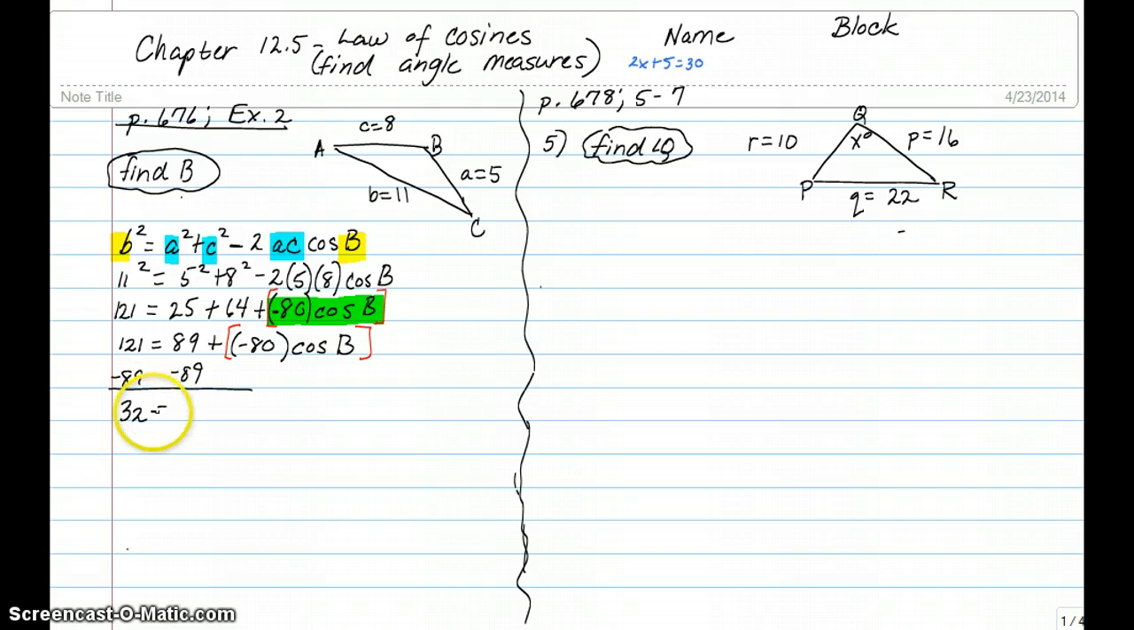Which is 32. And then I don't need the brackets anymore. We're just going to go negative 80 cosine B. Now you use the subtraction property of equality when you subtracted 89. Now you're going to use the division property of equality. You're going to divide by negative 80. 32 divided by negative 80, division property of equality is being used, is negative 4/10.